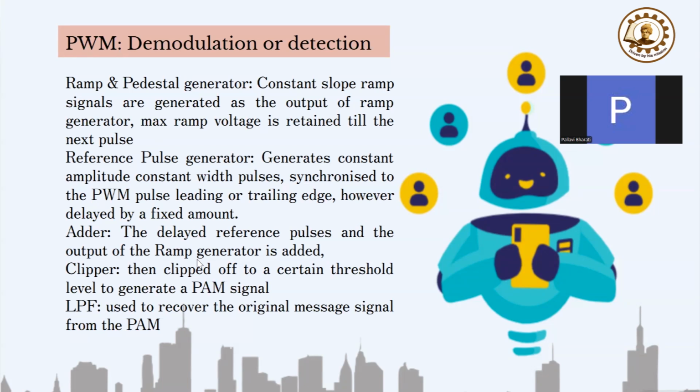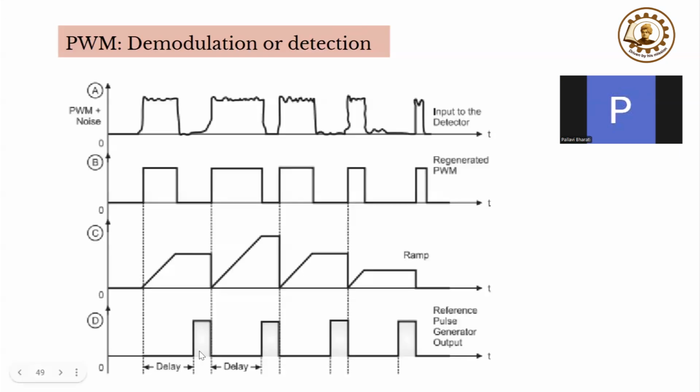However delayed by a fixed amount. So this is very important. See, these signals will be synchronized either to the leading edge or the trailing edge of the PWM. Here also it could be there, but there is a fixed amount of delay.